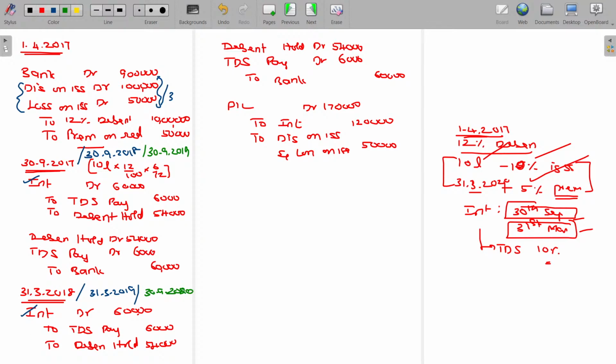Three years over. So first year, what entry you pass? For the first 6 months interest, for the second 6 months interest. When it is the last day of the year, all the nominal accounts and the amortizable loss and discount on issue will also be transferred to the P&L.